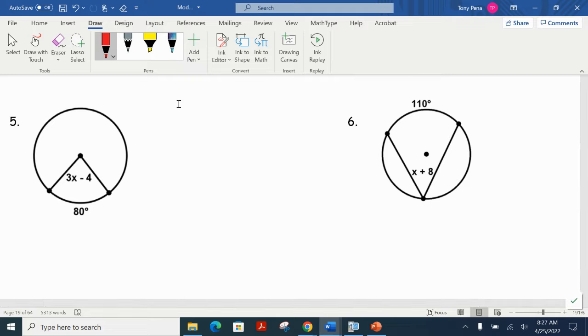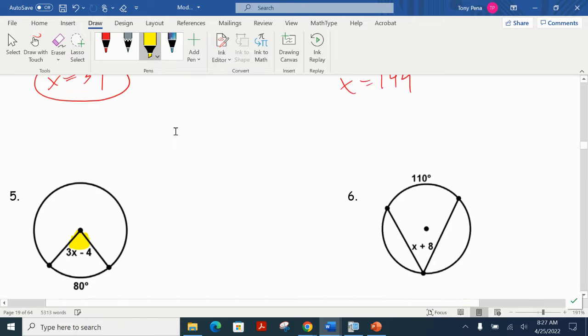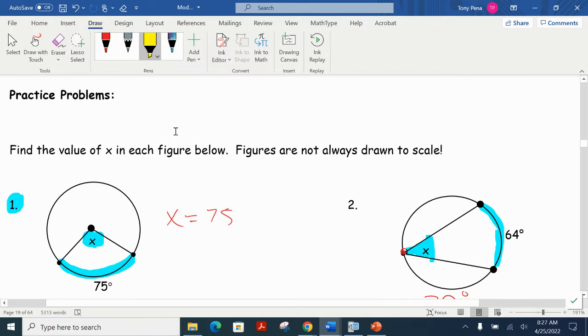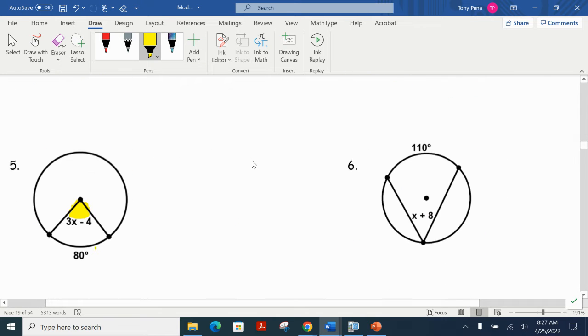All right, Julia, you're writing frantically over there. What did you set up? Equals what? Good. Isn't this a central angle? And isn't the central angle, so like right up here, if this was 75, then this was also 75. A central angle and the arc are the same. They're equal to each other.